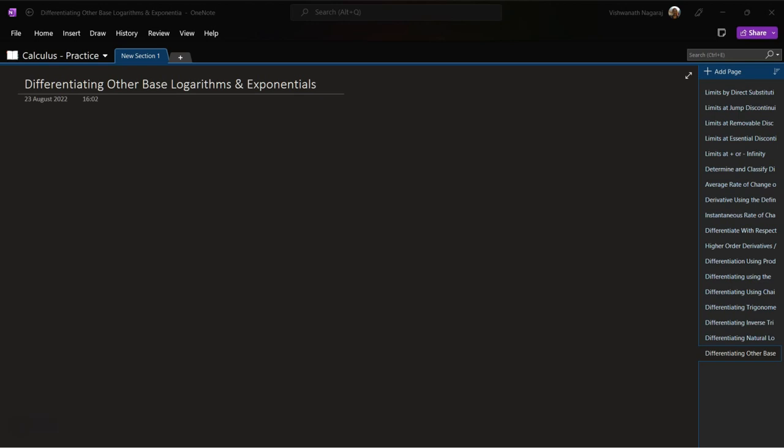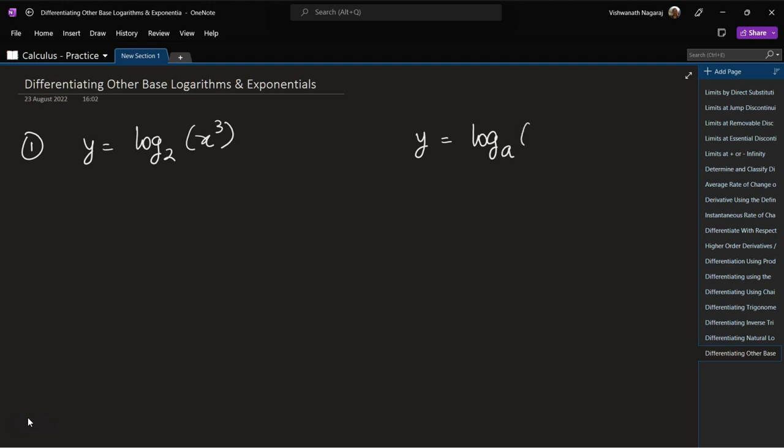In the previous session, we have seen differentiating under the base of e, that is the natural logarithms and exponentials. So here we are going to look at logarithms under different bases. First one, y is equal to log to the base 2 of x cubed. And as usual, let's look at a much simpler form. y is equal to log to the base a of x.